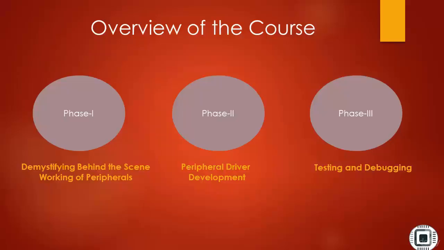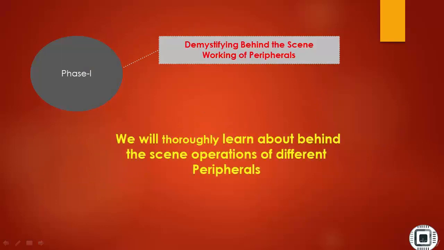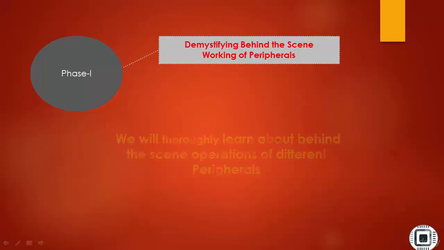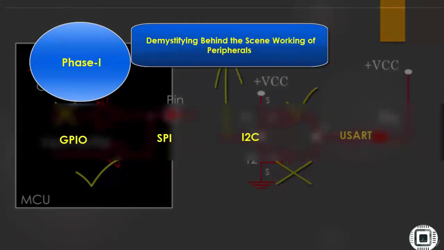The course structure is very simple. The course mainly has three phases. In the first phase, we will learn about the behind-the-scene working of each peripheral like GPIO, SPI, I2C and USART.